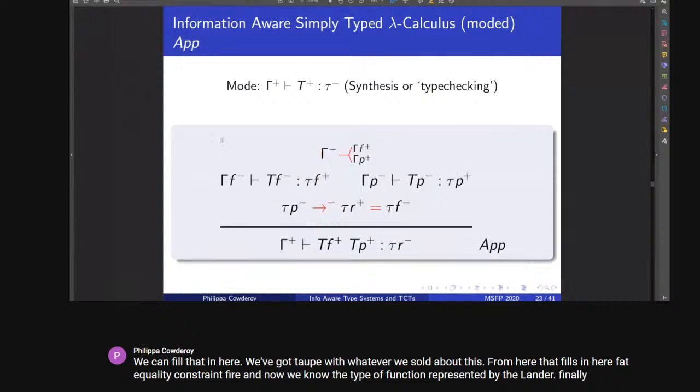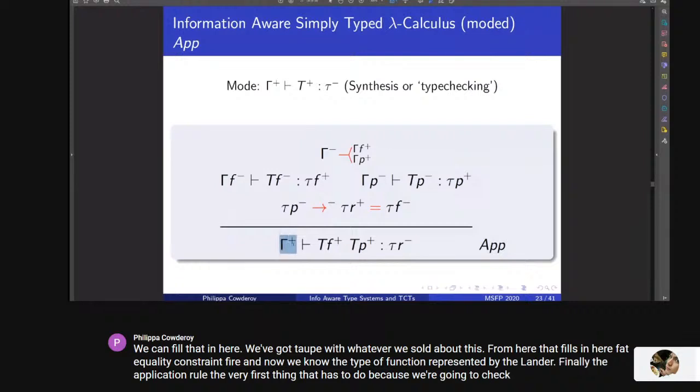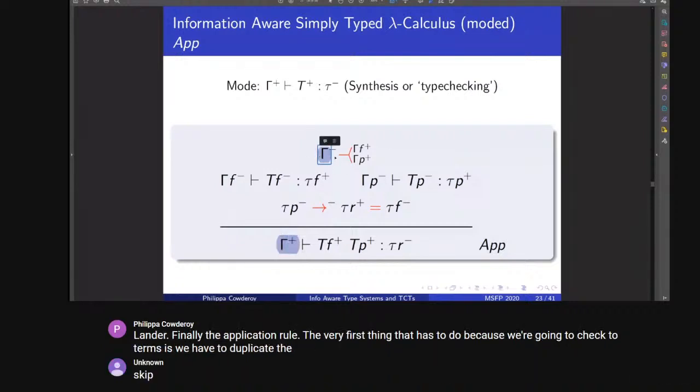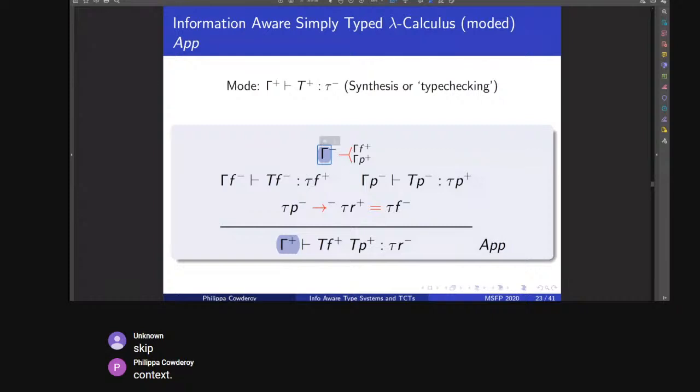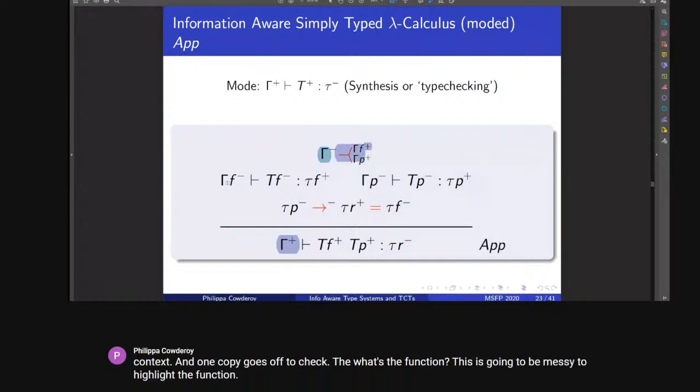Finally, the application rule. The very first thing that it has to do, because we're going to check two subterms, is we have to duplicate the context. And one copy goes off to check the function. Ooh, this is going to be messy to highlight. The function. Apologies for this. Over here.